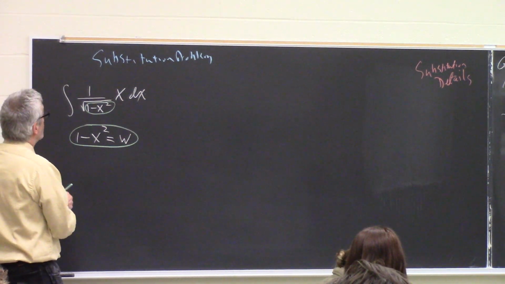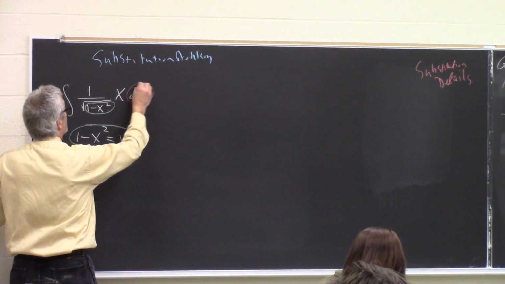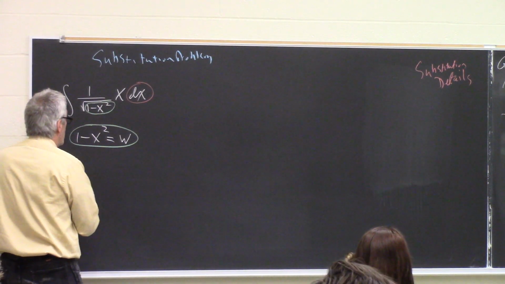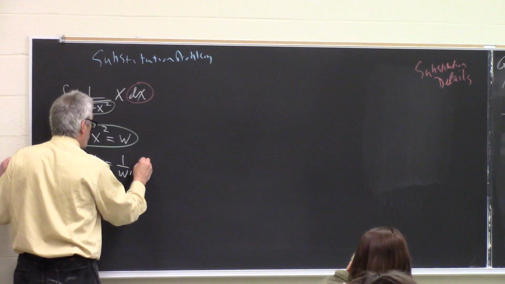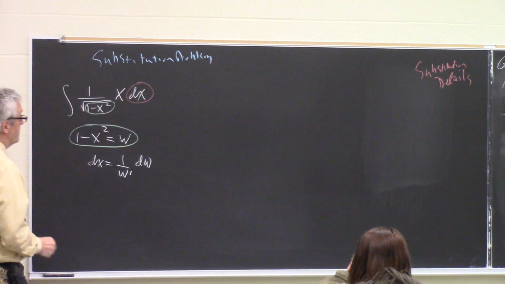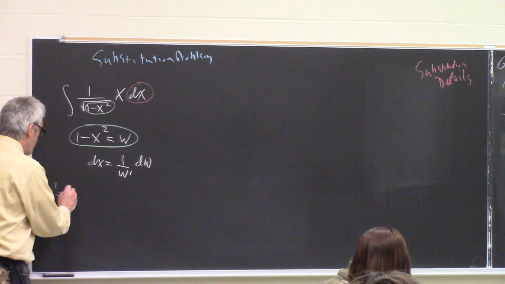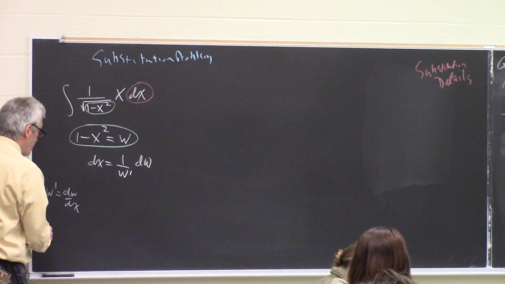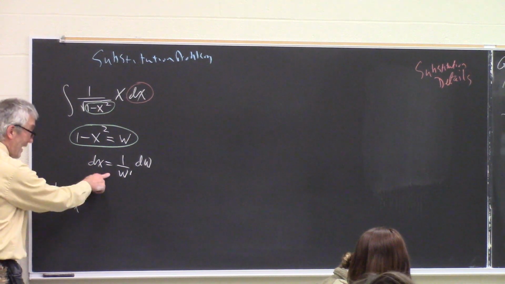And then if you had me for Calc 1, you know that the next thing I do is I find a new version for the dx. Well, dx is going to be 1 over w prime dw. The way to think about this is that w prime is equal to dw dx, and if you multiply both sides by dx and divide both sides by w prime, you get this.